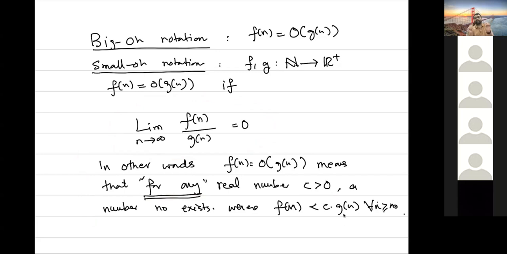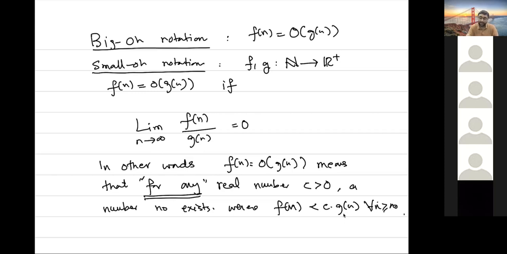If you figure out that you have a function f and you have a function g, such that the quotient of f and g, when you take the limit when n tends to infinity, is zero, then you know that the function f of n is in small o of g of n, right?